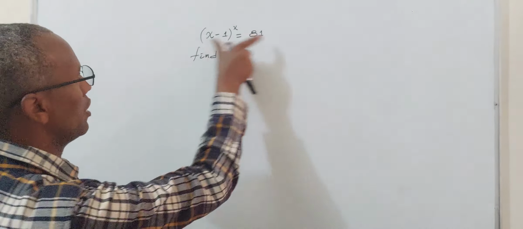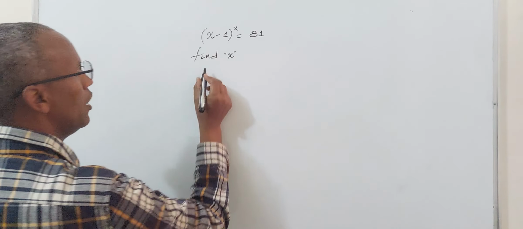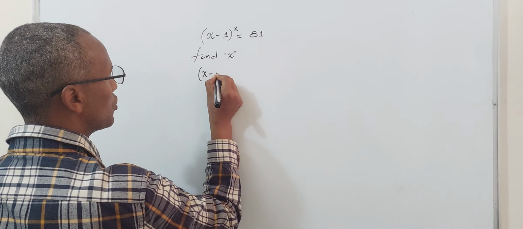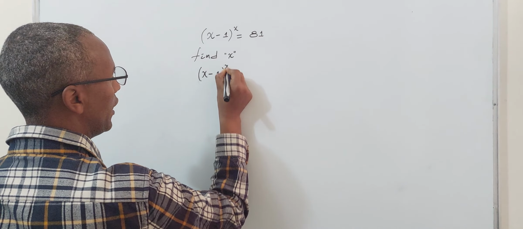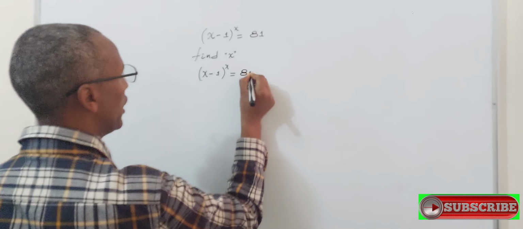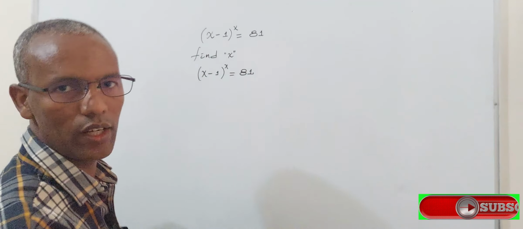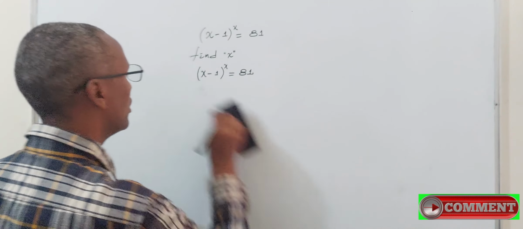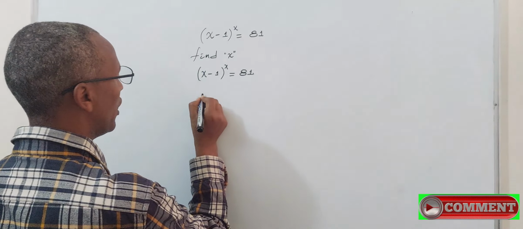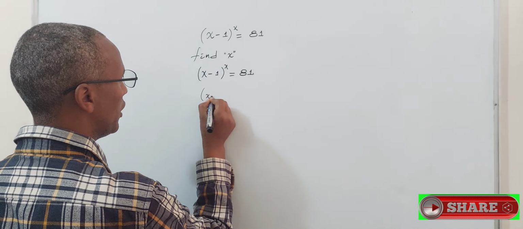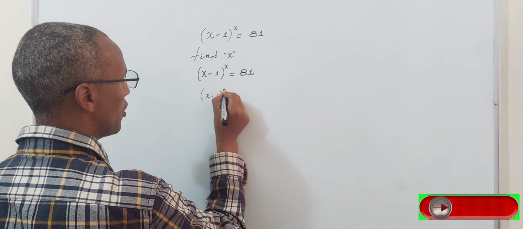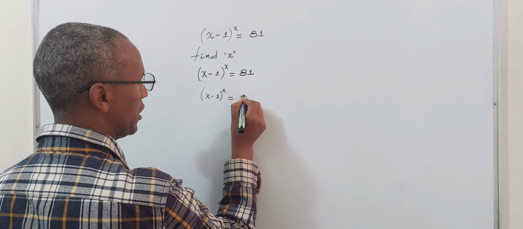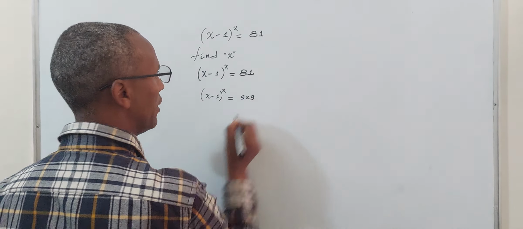So let's proceed with the equation. It says (x minus 1) to the power of x is equal to 81, right? To find out the value of x, what you need to do is, (x minus 1) to the power of x is equal to 81, which basically means 9 multiplied with 9, right? 9 multiplied with 9, okay?